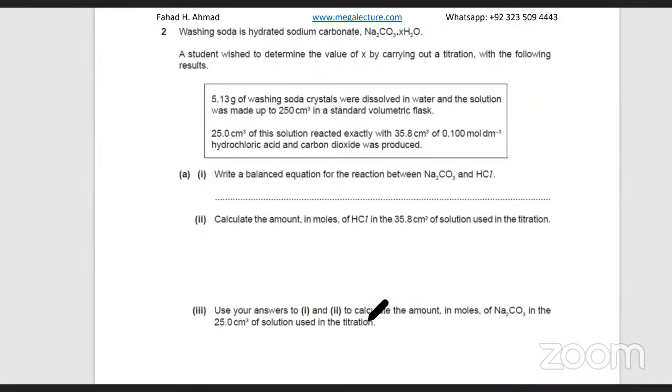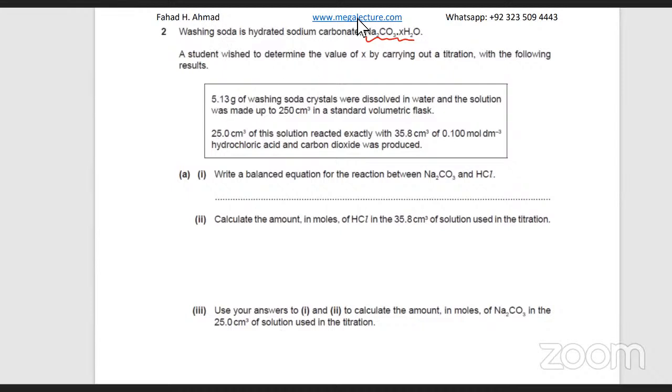So next one. This one is about water of crystallization. So on water of crystallization, you're supposed to figure out the X in Na2CO3. Now, washing soda is hydrated sodium carbonate. A student wished to determine the value of X by carrying out a titration with the following results.